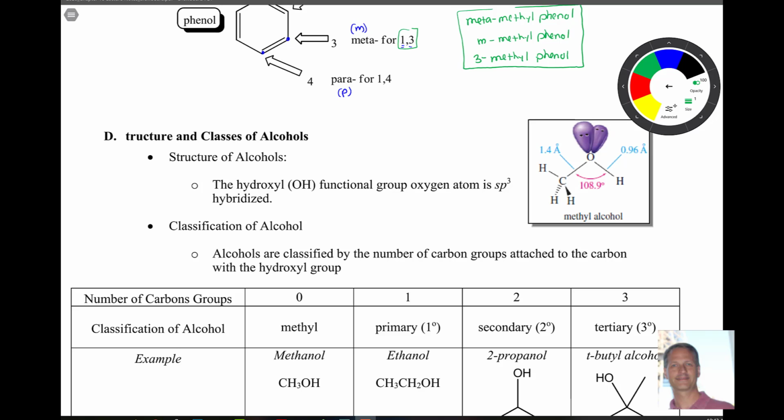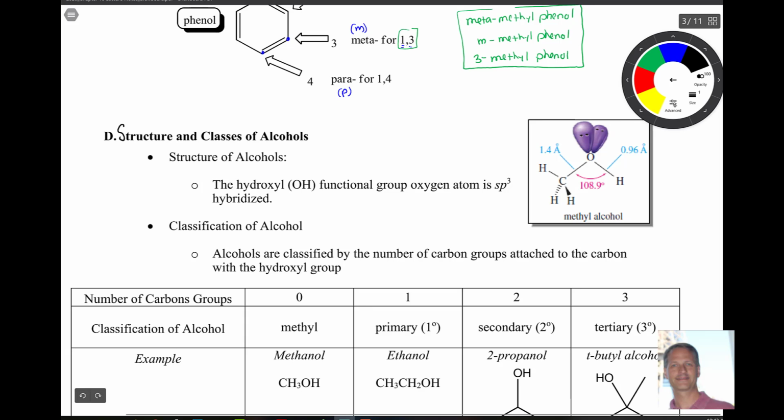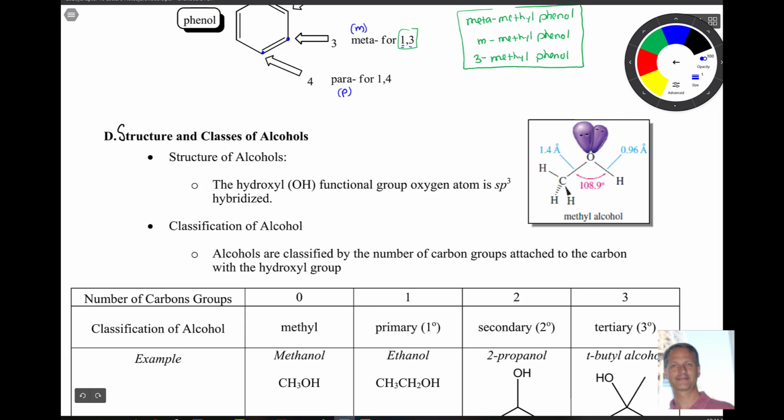Right, so the next little section I want to look at in chapter 10 is dealing with the structures and classes of alcohols. We'll talk about some physical properties, acidity, oxidation, and that'll segue perfectly into looking at some reactions. So let's take a look here first at structure and classes of alcohols. A lot of this is just review, right?